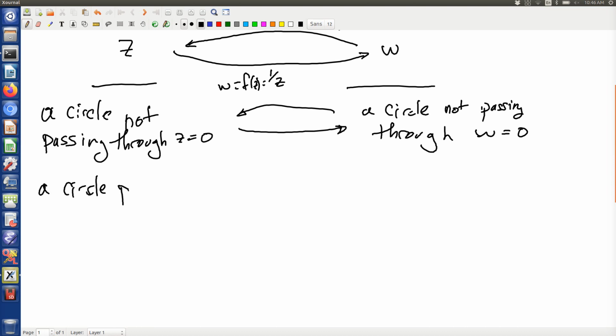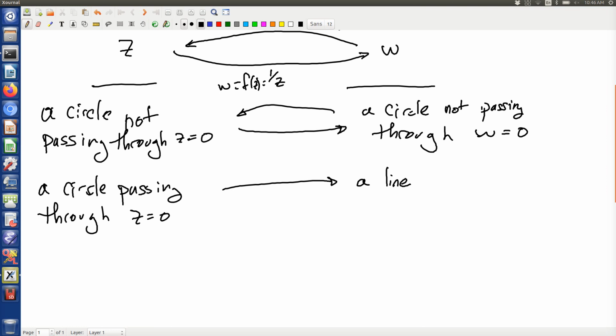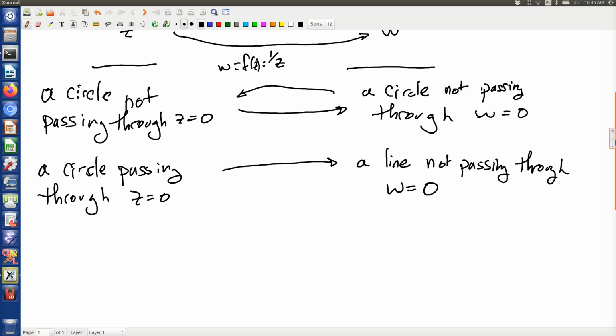A circle passing through z equals 0 gets transformed into a line. That circle passing through the origin transforms into a line not passing through the origin here. And of course, what does that mean in the inverse? If I have a line not passing through the origin, it'll get turned into a circle passing through the origin.